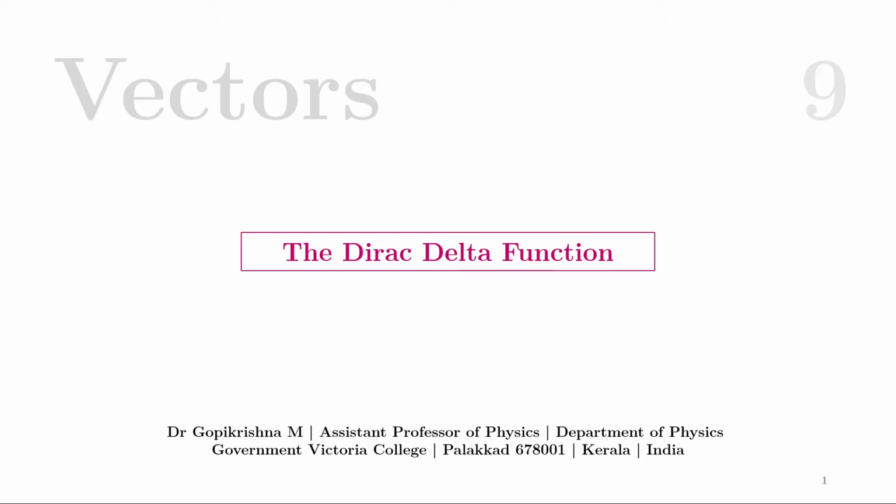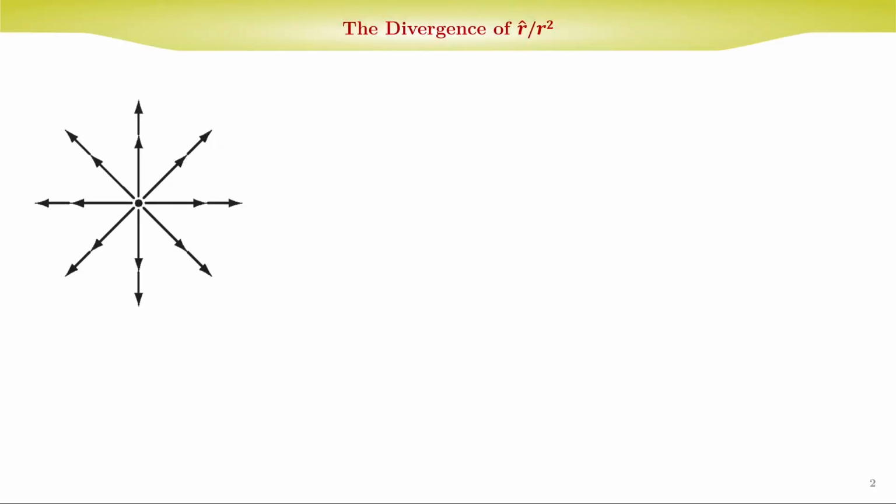We are going to learn about a bizarre mathematical function known as the Dirac delta function. Before we begin, let us consider a mathematical function which is also a vector, shown in this figure. We see that the length of the arrow changes as we go away from the center. So this indicates that the strength of this field decreases as we go away from the origin.